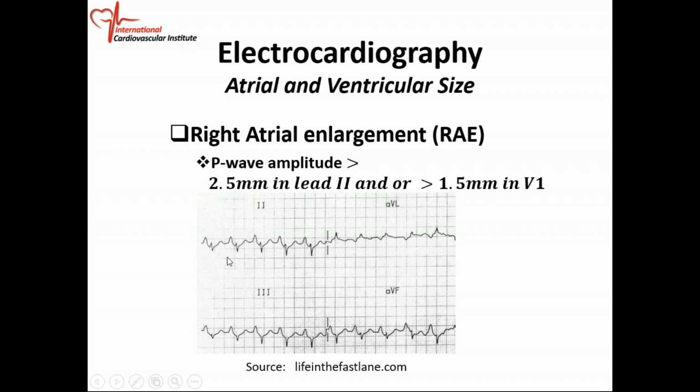So let's look at the inferior leads: lead 2, lead 3, and AVF. Just check the height of these P waves, okay? And you can check it. Remember, one tiny block is 1 millimeter. So if you get something looking like 3 millimeters, that's definitely right atrial enlargement. So giant P waves in the inferior leads, especially lead 2, are suggestive of right atrial enlargement.